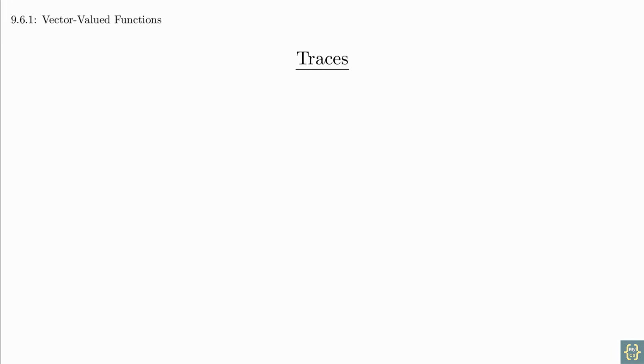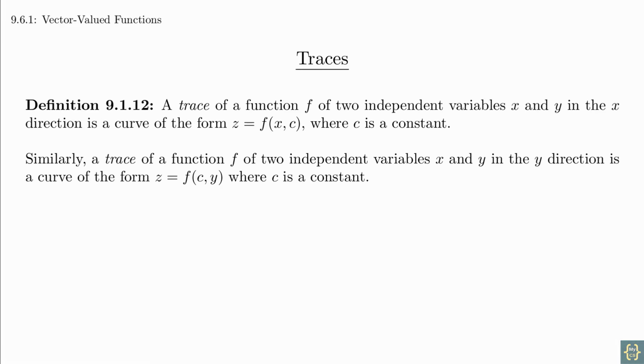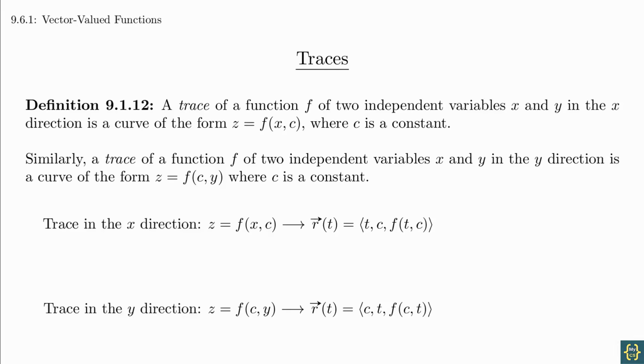Traces and level curves are two examples of curves that we can convert to vector functions. Just as before, these curves can help us to understand the shape of a surface. Here's the formal definition again as a reminder. Given a function z equals f of x, y, we can get a trace by fixing one of the independent variables to be constant. Notice that if we do this, then the function z becomes a function of a single variable, which we can then convert into a vector function. And remember that if we have a vector function, we also get a set of parametric equations.